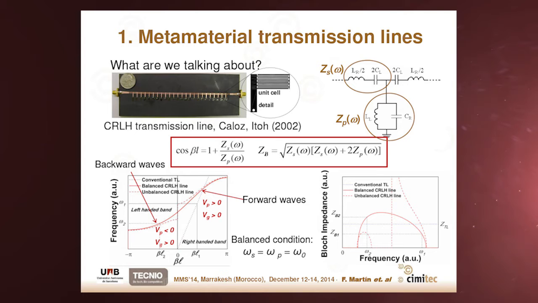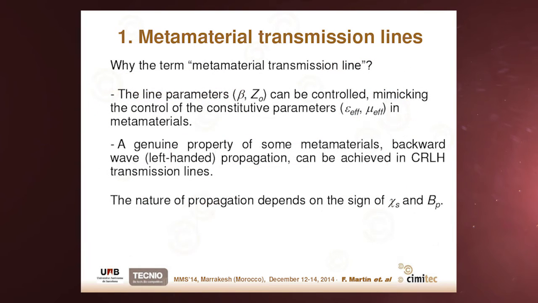Okay. Now, why the term metamaterial transmission line? The reason is that the line parameters, the phase constant and the characteristic impedance, can be controlled, mimicking the control of the constitutive parameters, epsilon and mu, in metamaterials, okay? And also, a genuine property of some metamaterials, namely backward wave or left-handed propagation, can also be achieved in composite right/left-handed transmission lines, as I have just mentioned. Indeed, the nature of propagation, forward or backward, depends on the sign of the series reactance and the shunt susceptance.